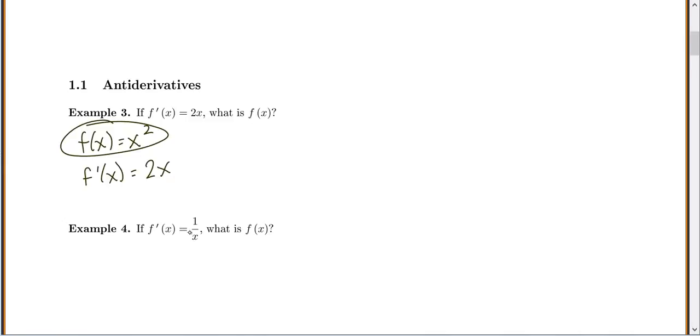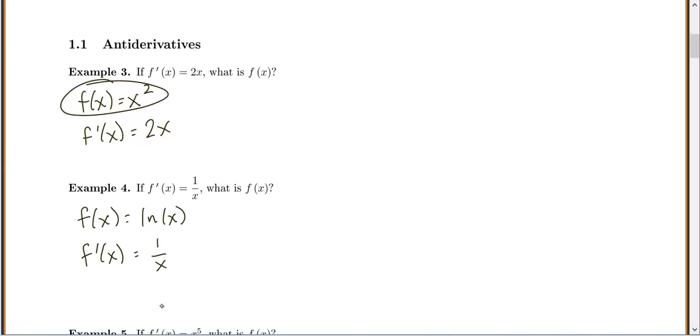Let's see. If the derivative is 1 over x, what was my original function, f of x? So how do you get 1 over x as the derivative? That would happen if you started with an original function of natural log of x, because the derivative of natural log of x is 1 over x. So it's kind of, again, working backwards, just trying to guess and check.